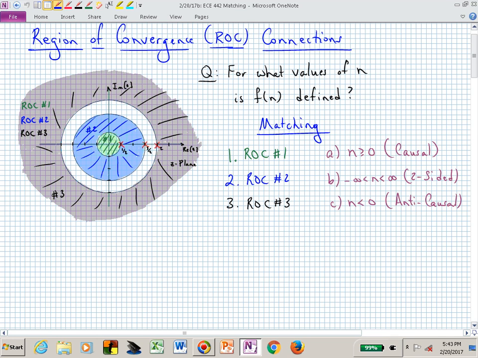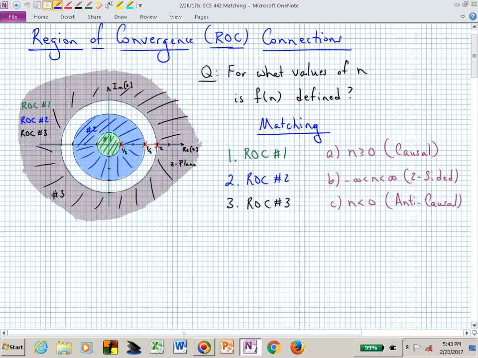I have a green region of convergence, which is inside all of my poles. I have poles at 1/2, 3/2, and 2. So one possibility of a region of convergence is the green, the inner disk. Another, which I'm calling region of convergence number 2, is the blue annular region that's shaded in blue. That is bounded on the inside by a pole at 1/2 and on the outside by a pole at 3/2. But I have an additional pole beyond that.